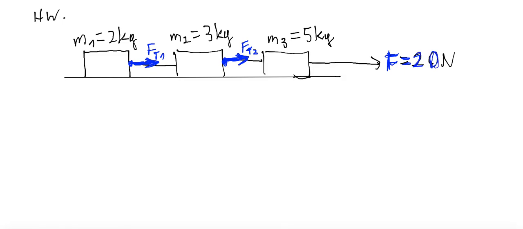These 20 newtons is the force acting on 3 masses. Mass 1 is 2 kilograms, mass 2 is 3 kilograms, mass 3 is 5 kilograms, and your task is to find Ft1 and Ft2. Good luck with your homework.